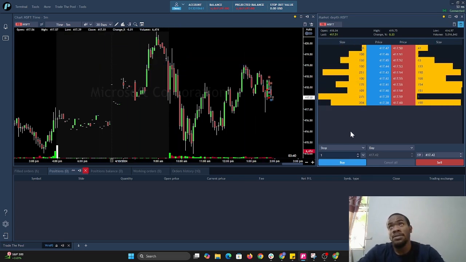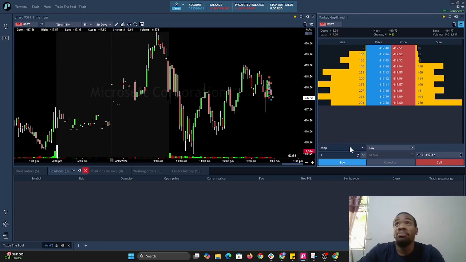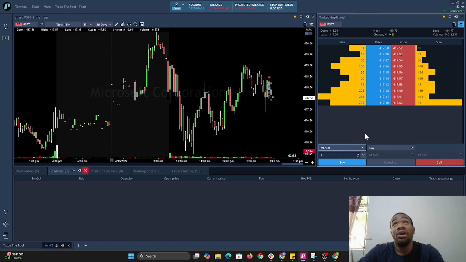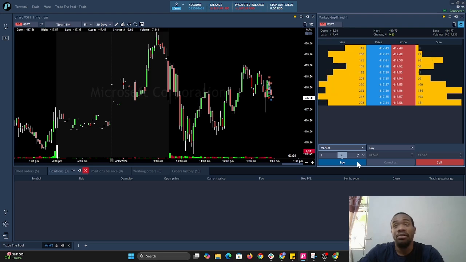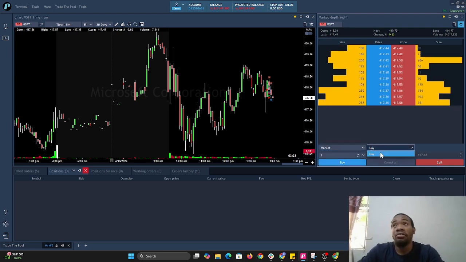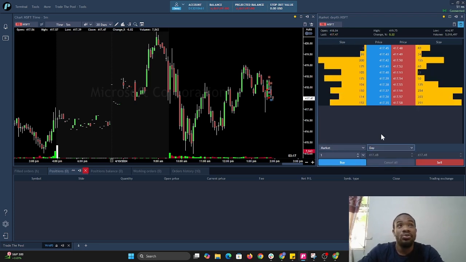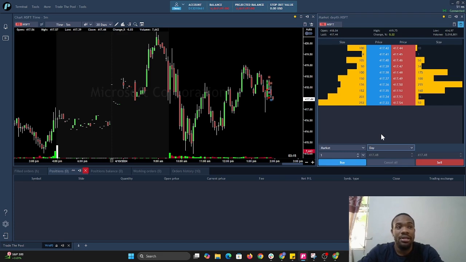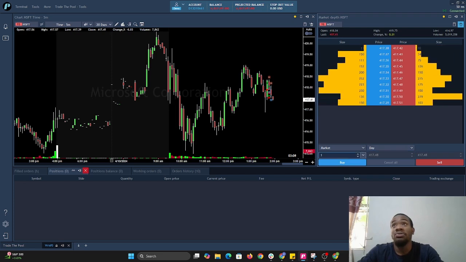First, we're going to be focusing on placing a market order on the depth of market, and then we'll be focusing on placing a limit order. If you notice, when you're on the market order, the default validity is just a day. But when you change it to the market depth, you'll have the option for good till cancel as well. We're just focusing on using one share now.